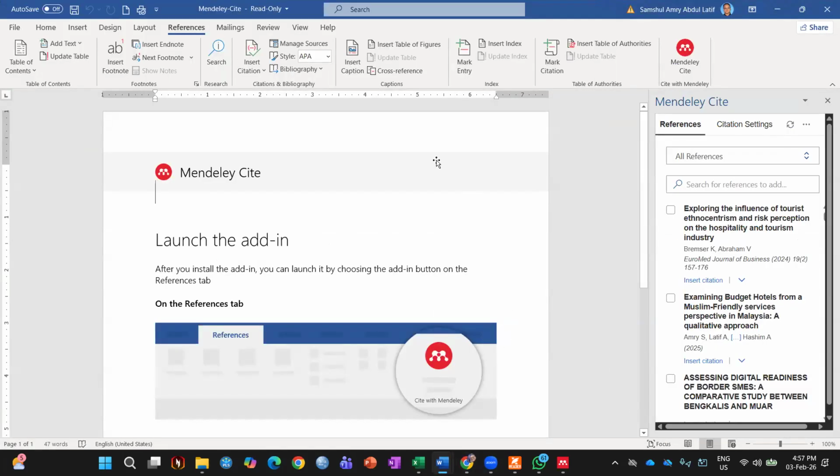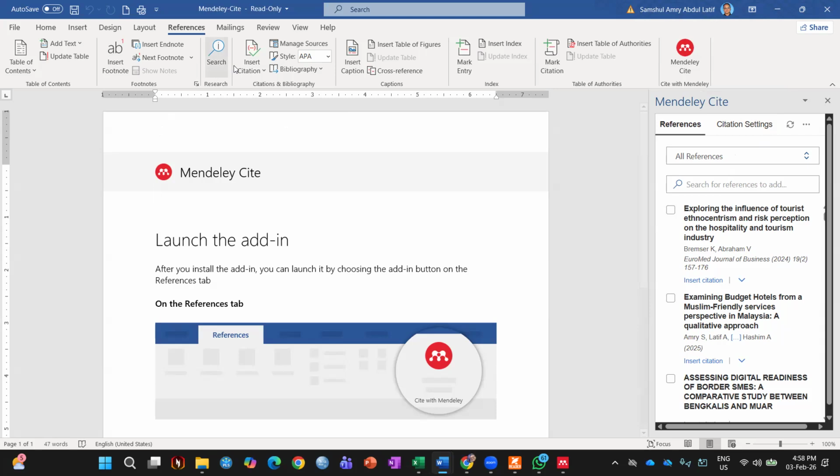Once you have downloaded your Mendeley, what you need to do is turn your Word software on, and then go to references. You will have to launch the add-in. You have to click on reference, and this button here, Mendeley's side, will come out. You click on it, and the right hand side function, this box here, will come up, and you can actually access your references from this box here.